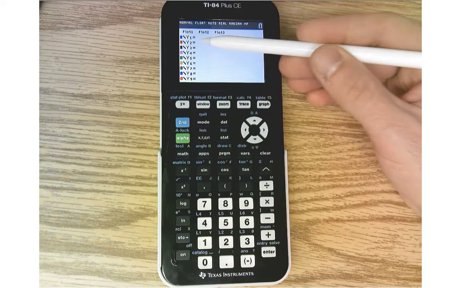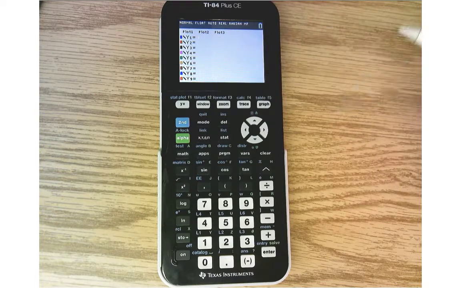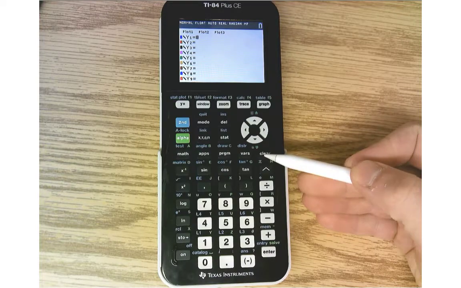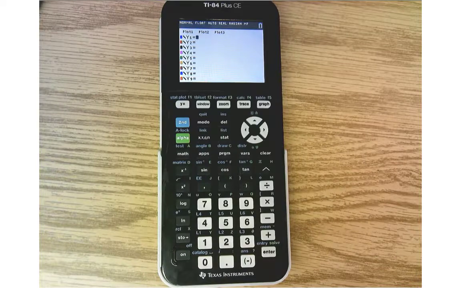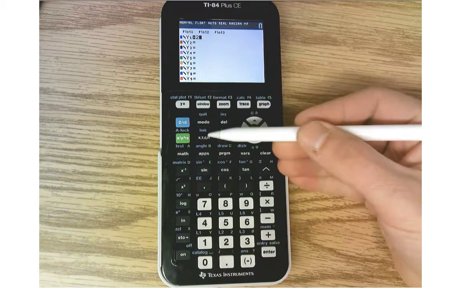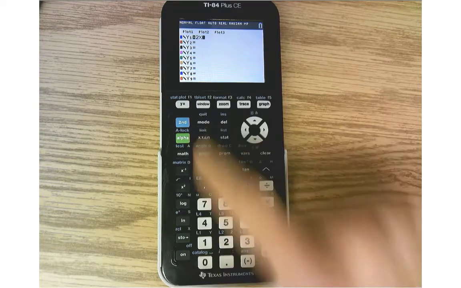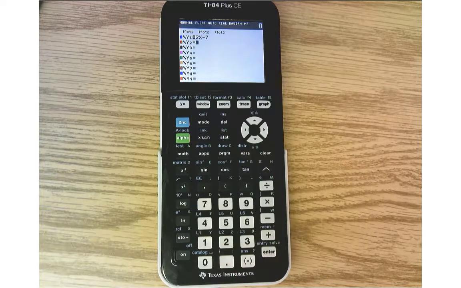Should bring up a bunch of different things here. So you have y1, your first y, y2, your second y, and so on. If there's anything in there, you can hit clear to clear it out. So hit clear and then enter, and that'll take care of things. But let's go to our first equation. We have y equals 2x, so you do 2. The variable key is this one right here, x comma t comma theta comma n. So 2x minus 7, and then you can hit enter or equals.